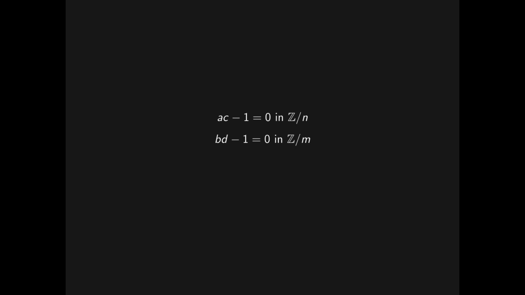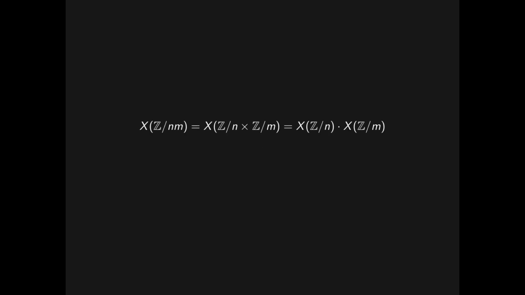If we were to count the number of solutions, this is just the same as the product of the amount of solutions in Z modulo n and Z modulo m. This example generalizes, and we always get that X of Z modulo n times Z modulo m, which is the same as X of Z modulo nm, is just X of Z modulo n times X of Z modulo m. So this means we always get a multiplicative function when we point count over Z modulo n.